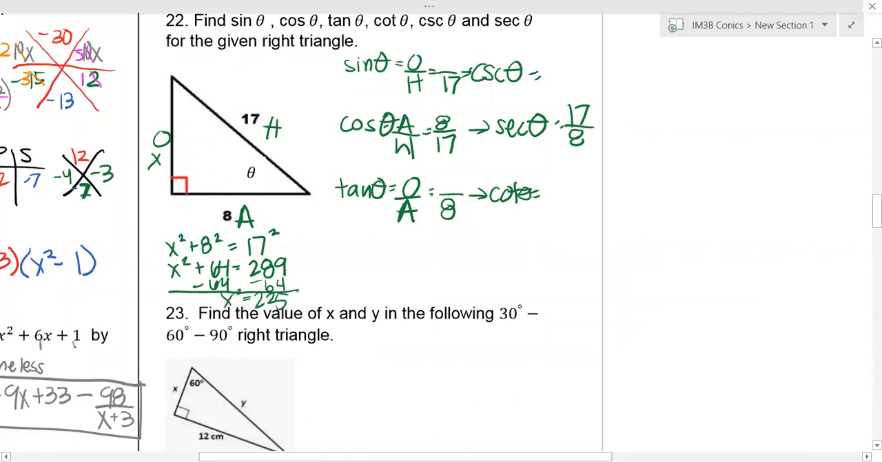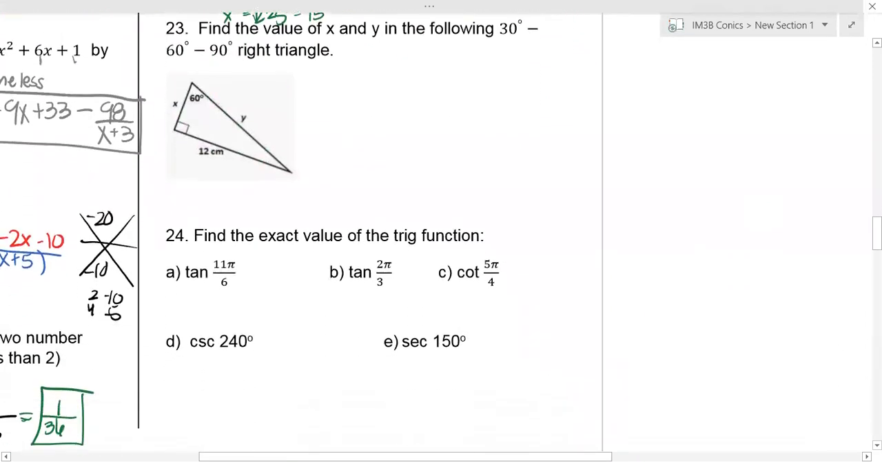So if we square root that, that's 15. So that means that this opposite side is 15. So that means sine is opposite over hypotenuse, so 15 over 17. So then cosecant is its reciprocal, 17 over 15. And then tangent is 15 over 8, which means cotangent is its reciprocal, 8 over 15. And that's all 6 of the trig functions.